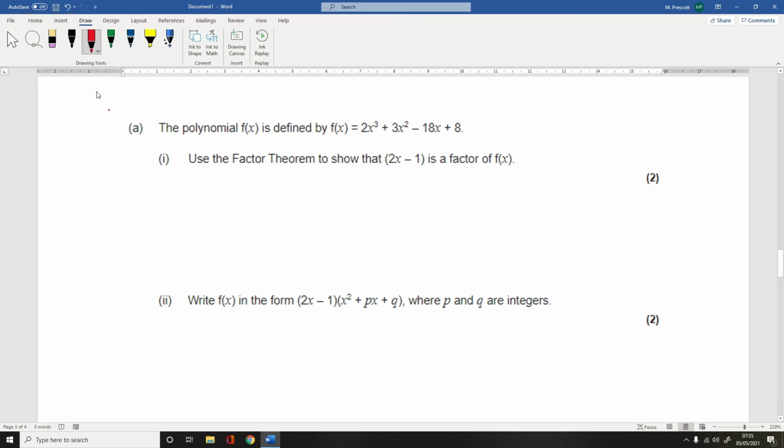We've got again a polynomial. We want to show this as a factor of f(x). I think for these you should have a go first and then have a look at my answers, but I'm going to crack on, so pause the video, have a go, and then let's look at what we've got.